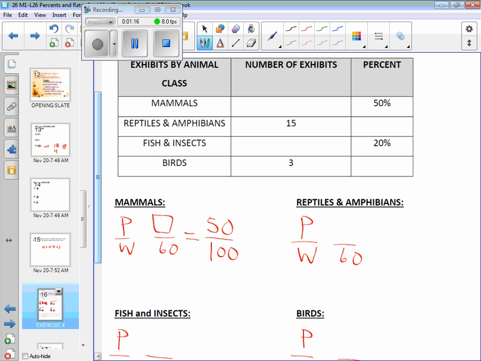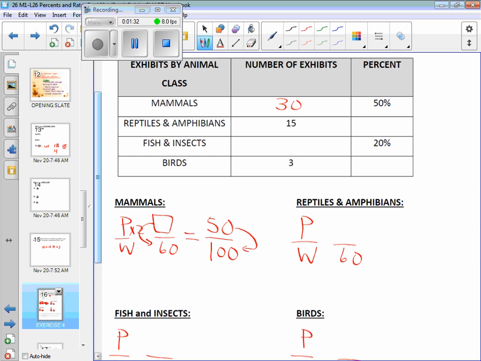Do you need to scale down 50 over 100? No. You do not. 50 times what makes 100? 2. What times 2 makes 60? 30. Right, so there's 30 exhibits.